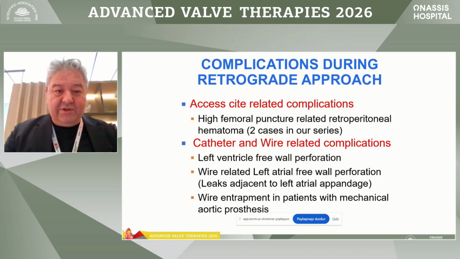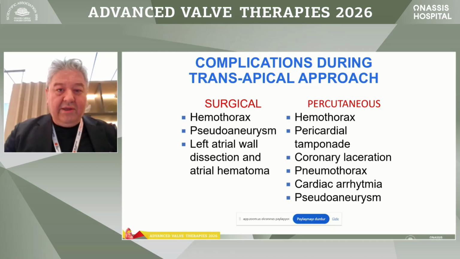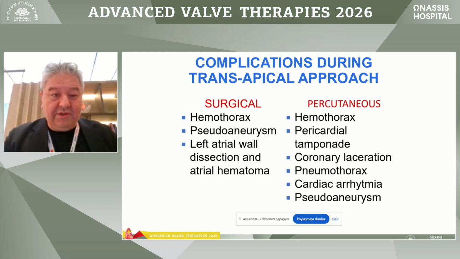Access site-related complications are present in the retrograde approach, and catheter and wire-related complications during the transseptal approach. These are very important for surgical and percutaneous approaches, like hemothorax, pseudoaneurysm, left atrial wall dissection, and atrial hematoma, again hemothorax, pericardial tamponade, coronary laceration.